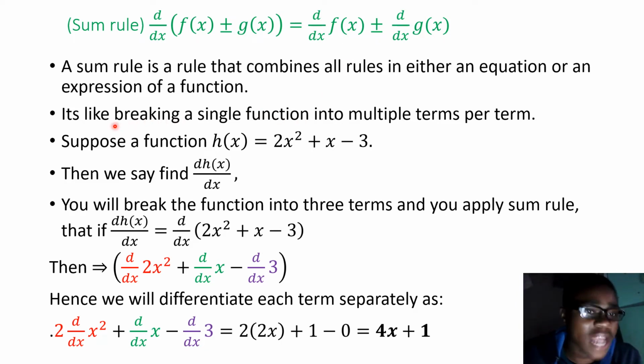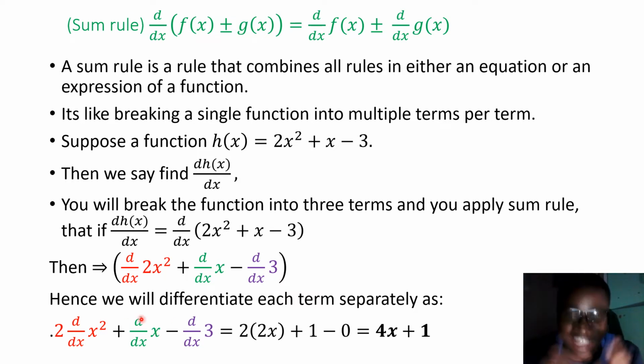Continuing, like here it's been explained, it's like breaking a single function into multiple terms. Suppose a function h of x is equal to 2x^2 plus x minus 3. Then we say find dh(x)/dx. What we will do, we will break the function into 3 terms and we apply the rule. That is to say, d/dx of the whole function will be the same as d/dx of 2x^2 plus d/dx of x minus d/dx of 3.